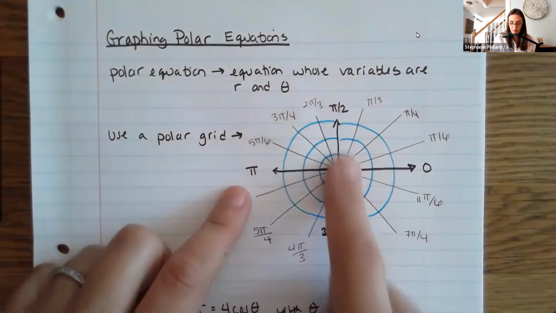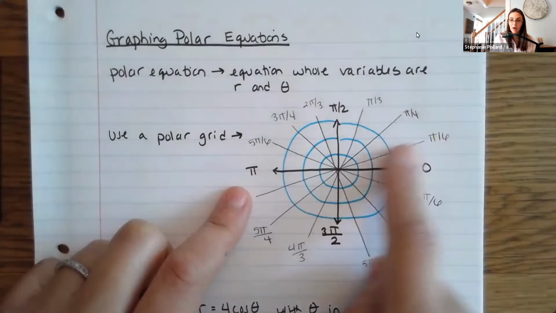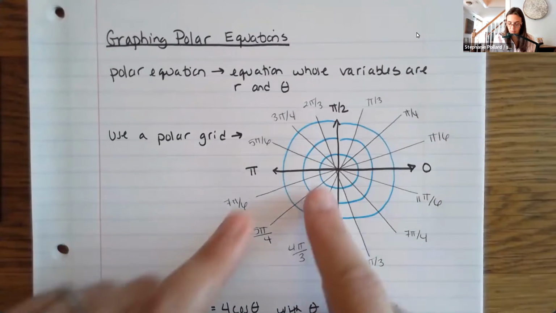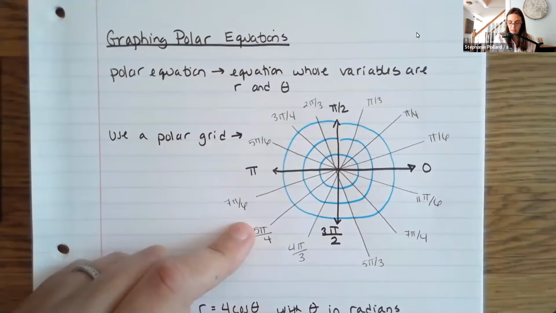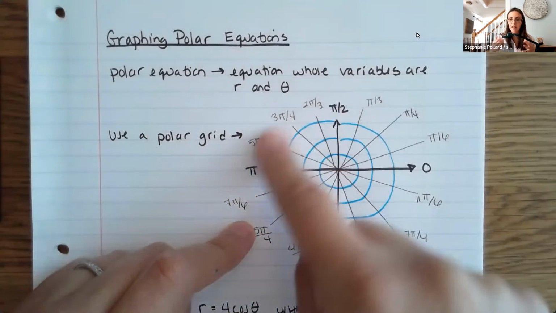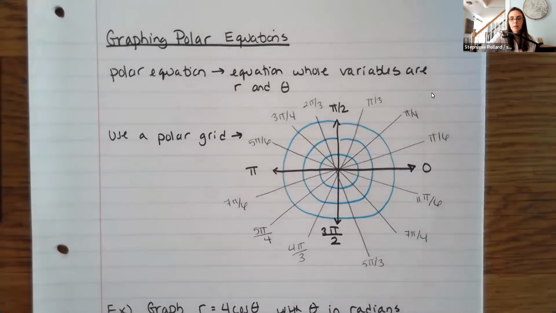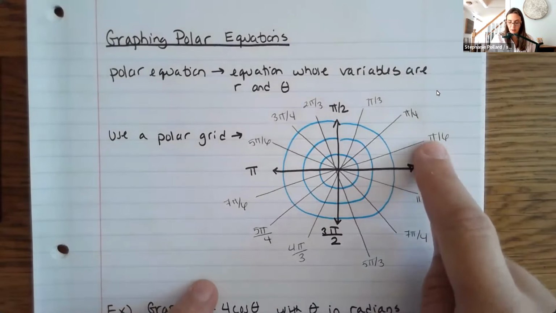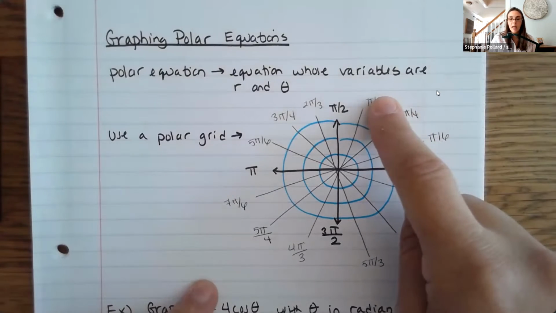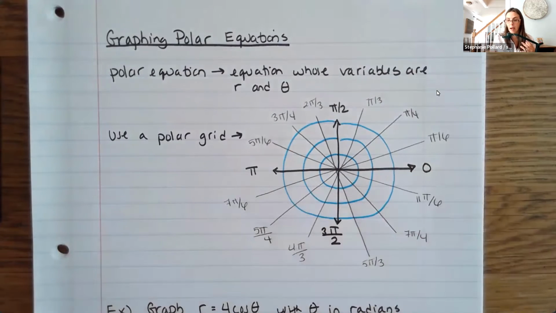So you still have that regular plane that we're used to, but remember that our values here are angles instead. So this would be the angle 0, pi over 2, pi, 3 pi over 2, and then you can see I put the other main angles in between. So you have pi over 6, pi over 4, pi over 3, etc., all the way around that circle back to 0 or 2 pi.